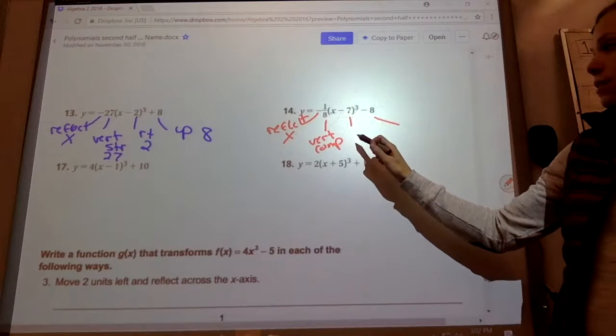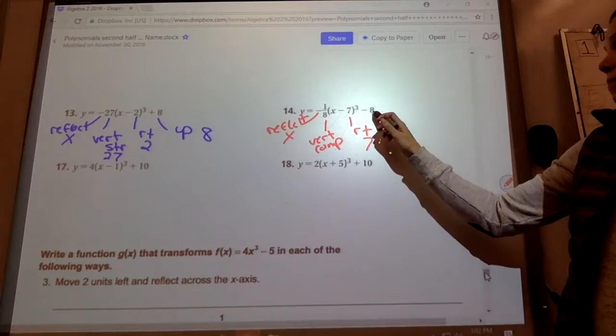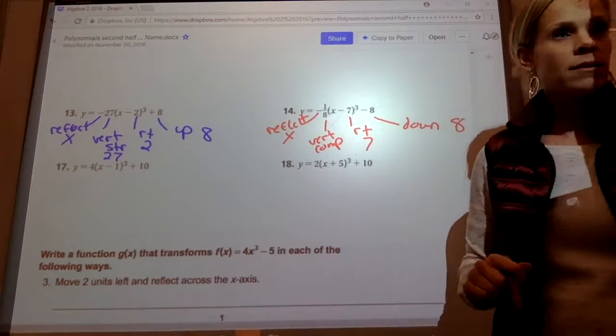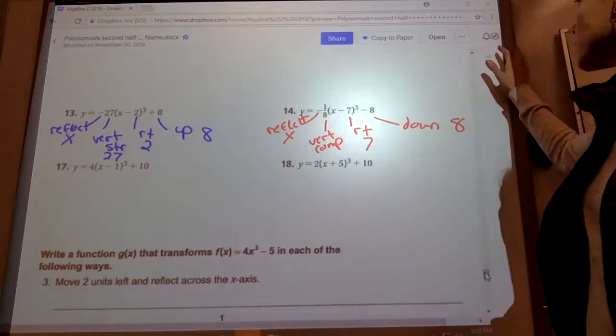-7 would mean right 7. Subtract just to the right. And then -8 would be down 8. Okay. So it's just going backwards. I think we're good on that, right? Let's jump to the last part then.